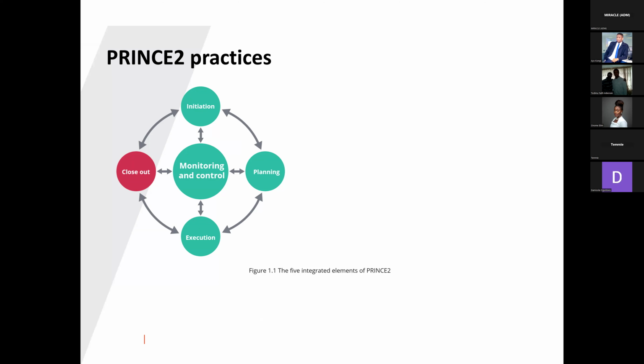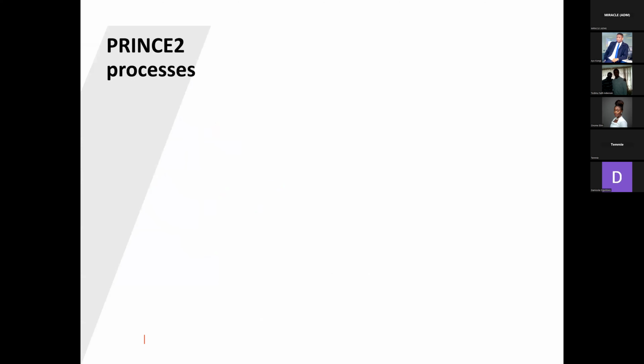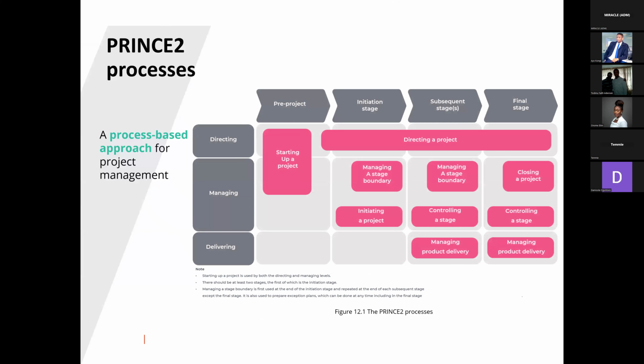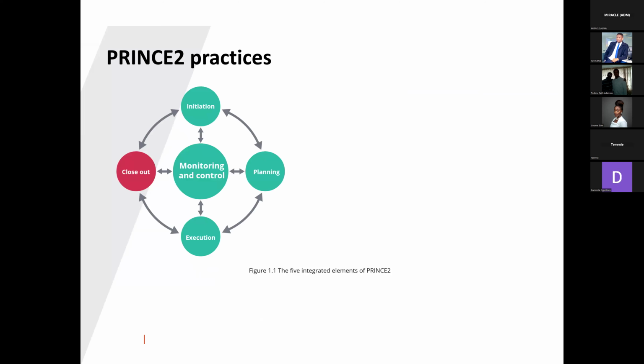Okay, so for practices, like we said, you've got that initiation. You initiate your project, you plan your project, you execute your project, and you close out your project. And while you're doing all of these, you're monitoring and controlling your project, because this is everything. So those 7 things we spoke about are things you're doing from initiation to planning to executing to closing out, while you're monitoring and controlling everything.